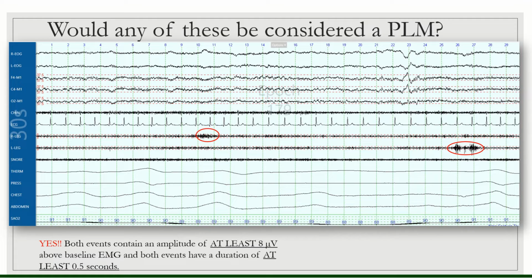Yes, both events contain an amplitude of at least 8 UV. Even though the first circle is barely noticeable, technically it meets the definition because it is at least an 8 UV increase above your resting EMG, and it does last for at least half a second. So technically, the first circle does meet the qualifications. We know it's almost indisputable that the second one meets the criteria as well, but the first one also meets the criteria for a periodic limb movement.